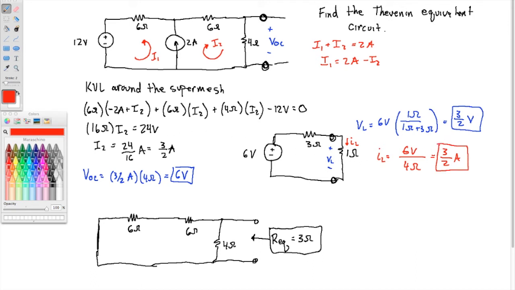Now, again, I want to point out why this is useful. Take the original circuit, which had that 1 ohm resistor. Okay, if we analyze this circuit with the 1 ohm resistor in there, what we would find is that this voltage is 3 halves volts, and this current is 3/2 amps. But this circuit, the Thevenin equivalent circuit, is much simpler to analyze.